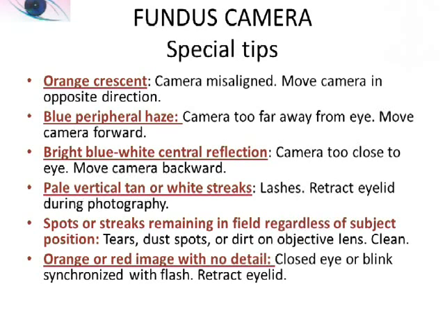The tips: if you see an orange crescent, the camera is misaligned. Move the camera in the opposite direction. If you see a blue peripheral haze, the camera is too far away from the eye. Move the camera forward. If you see a bright blue-white central reflection, the camera is too close to the eye. Please move the camera backward. And if you see pale vertical tan or white streaks, these are lashes. Retract the eyelid during photography.